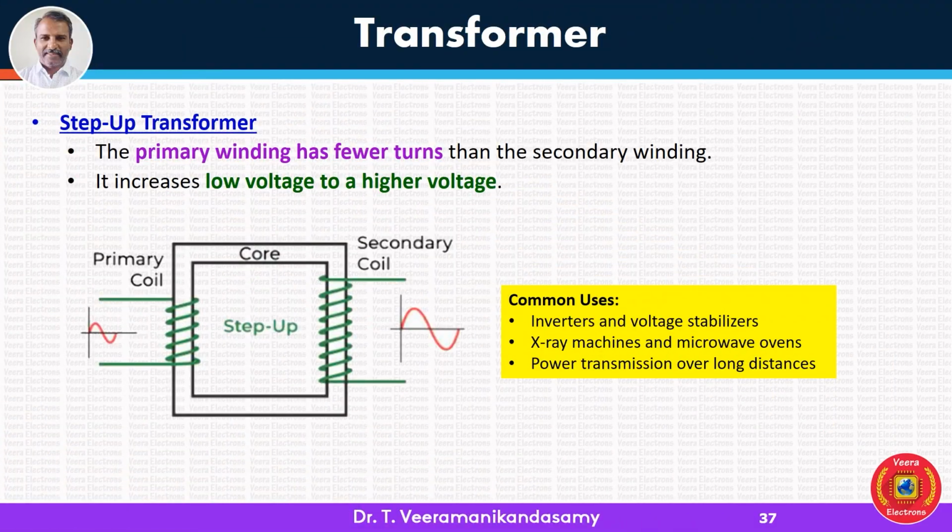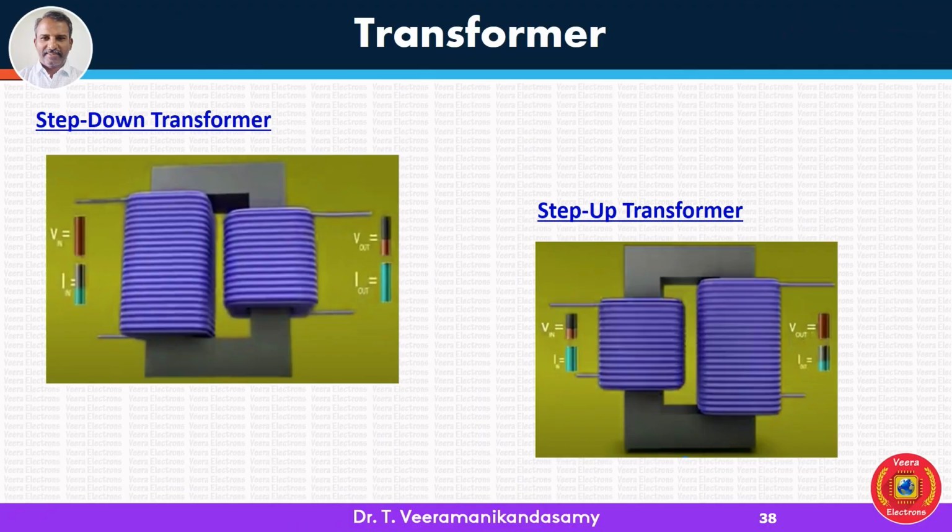The second type is the step-up transformer. Here, the primary winding has fewer turns than the secondary winding, which causes it to increase a low voltage to a higher voltage. Step-up transformers are commonly used in inverters, X-ray machines, and for power transmission over long distances.